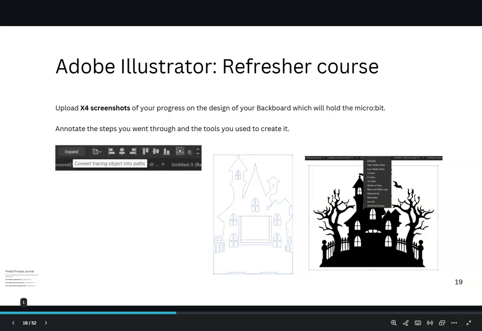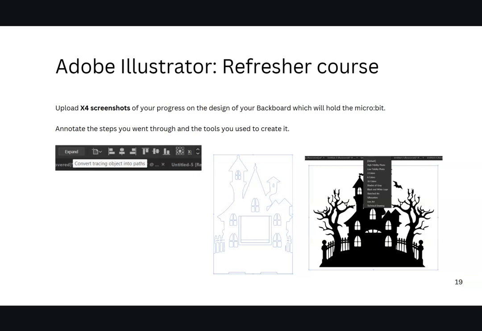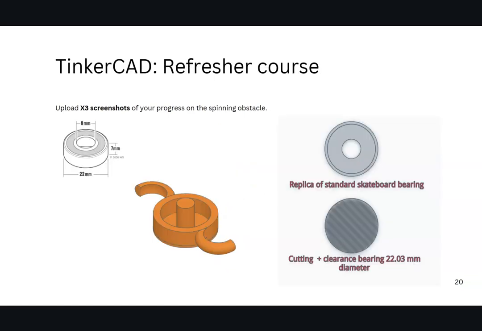So as you're working through those courses, you should be getting screenshots of how you're creating those key parts or design options which are obstacles for your pinball machine. So we looked at creating a backboard, which is going to be a standing upright piece of plywood that holds your microbit.